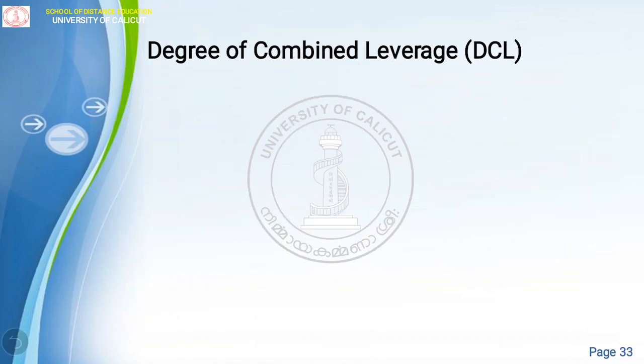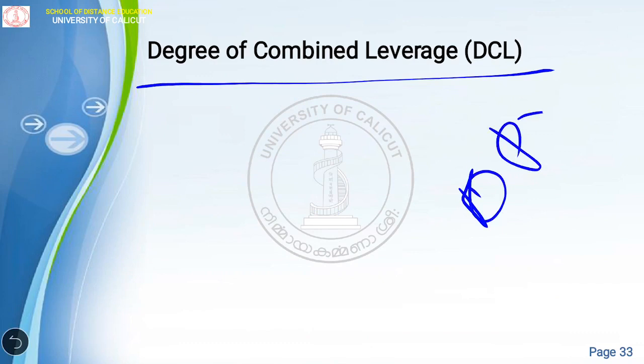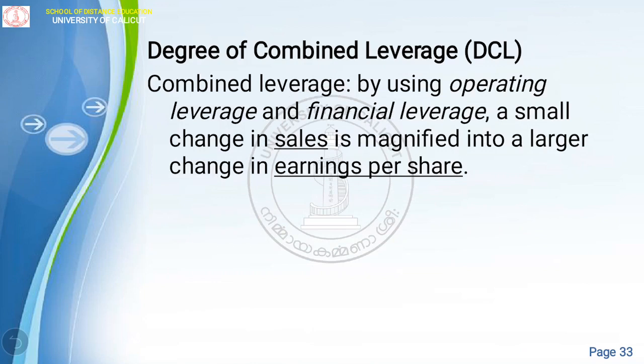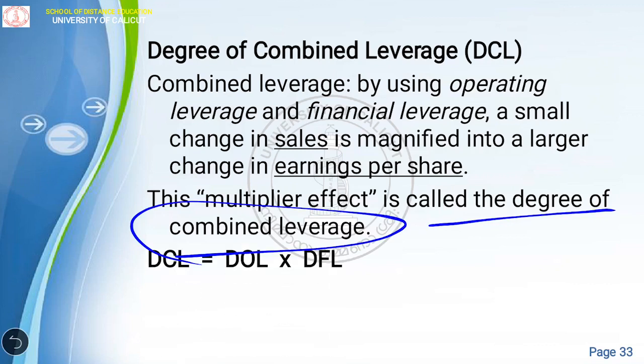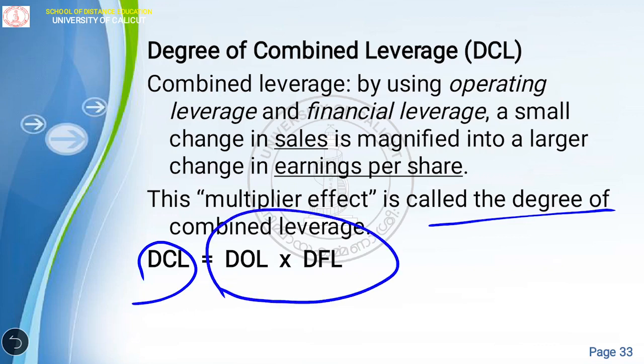The third term is degree of combined leverage. Combined leverage means degree of operating leverage into degree of financial leverage. We can see the notes. Combined leverage means using operating leverage and financial leverage together. A small change in sales magnifies into larger changes in earnings per share. That multiple effect is called degree of combined leverage. So the formula is degree of combined leverage is equal to degree of operating leverage into degree of financial leverage.